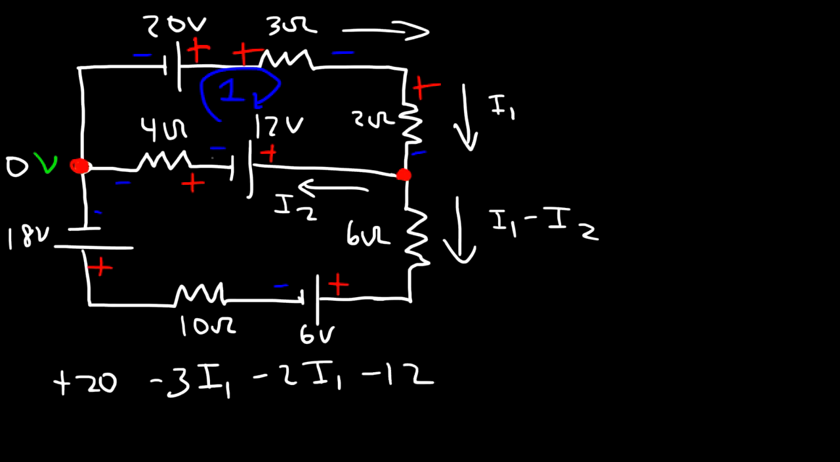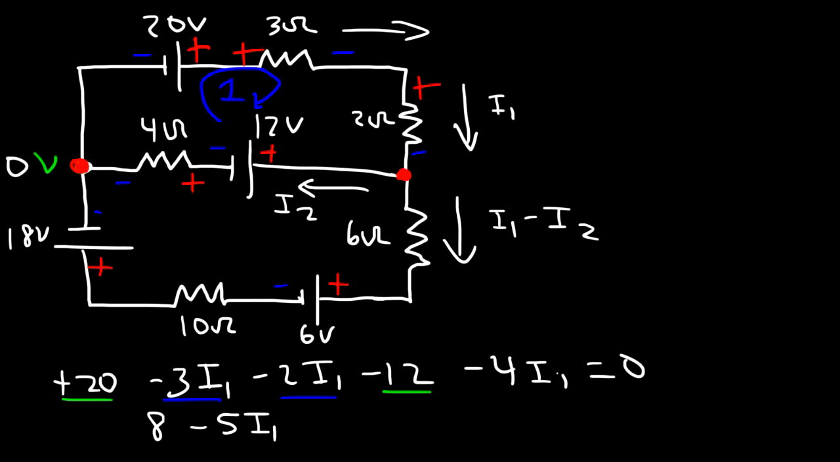And then we're going to travel through the 4 ohm resistor from positive to negative. And so the current in that branch is I1 as opposed to I2. And that's a voltage drop, so that's going to be minus 4 I1. And so we've covered all the elements in loop 1. So now let's combine like terms. We have 20 minus 12, which is 8. And then we have negative 3I1 minus 2I1, and that's negative 5I1.